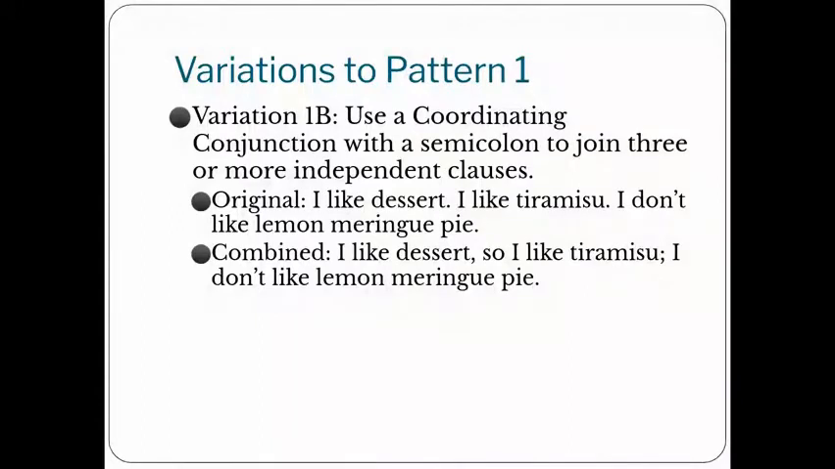Variation 1B. This uses a coordinating conjunction with a semicolon to join three or more independent clauses. So now I have three sentences I'm putting together. The original is: I like dessert. I like tiramisu. I don't like lemon meringue pie. Sorry to offend those who like that. So in this case, what I'm doing is adding a comma and a FANBOYS conjunction, and then a semicolon. I like dessert, so I like tiramisu; I don't like lemon meringue pie.